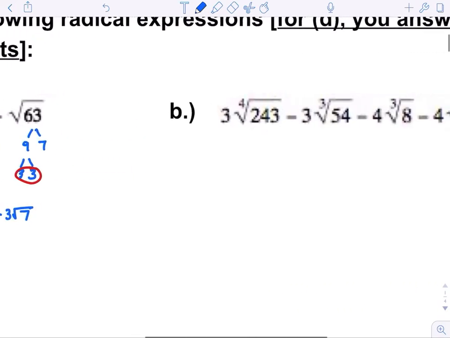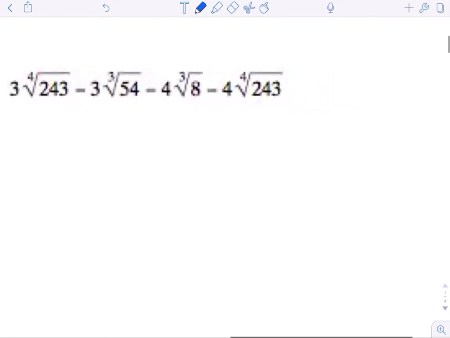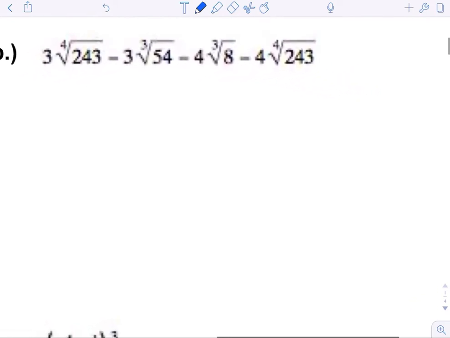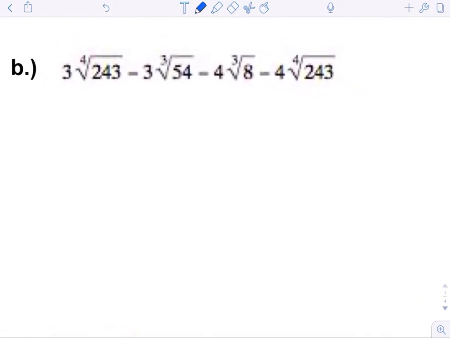Okay, part B. So same type of deal. You just have to find, now notice it's a root of 4, so that means you're trying to find a group of 4. Right here, this means you're trying to find a group of 3. And then so on, right? So that root tells you what group you are looking for. So you've got to factor all these, right?